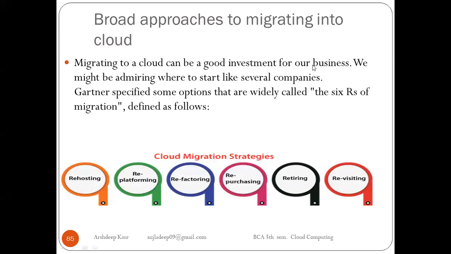In class we will discuss broad approaches to migrating into cloud. When we are migrating the data into cloud, what strategies, what rules do we have to follow? We have 6 R's of migration: rehosting, replatforming, refactoring, repurchasing, retiring, and revisiting. They are called the 6 R's of migration. Now see one by one.